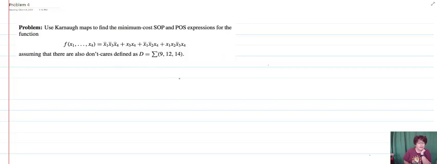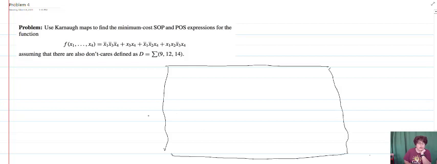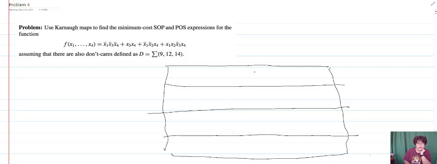Here we have a 4-variable Karnaugh map. So our Karnaugh map is going to have 16 squares. And we're going to find the sum of products, product of sums, and it's also going to use some don't cares. Now, each square in the Karnaugh map corresponds to a particular min term.